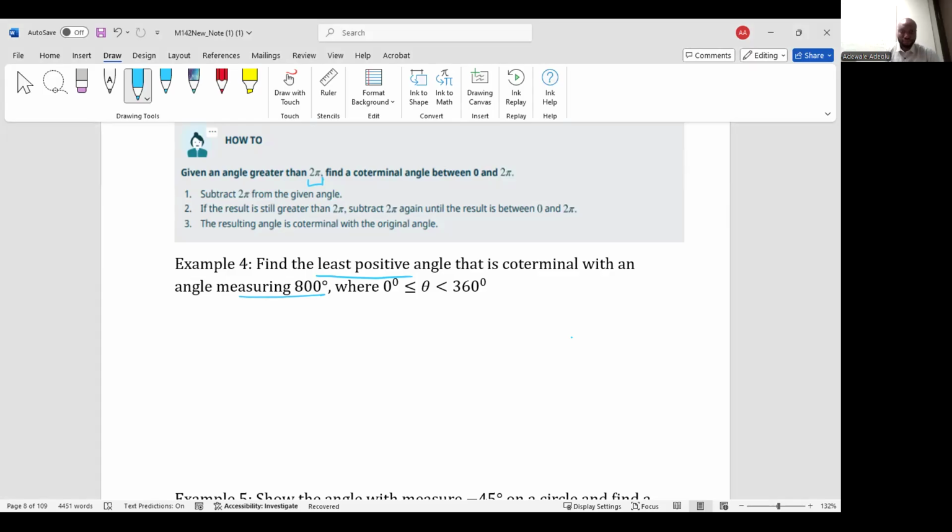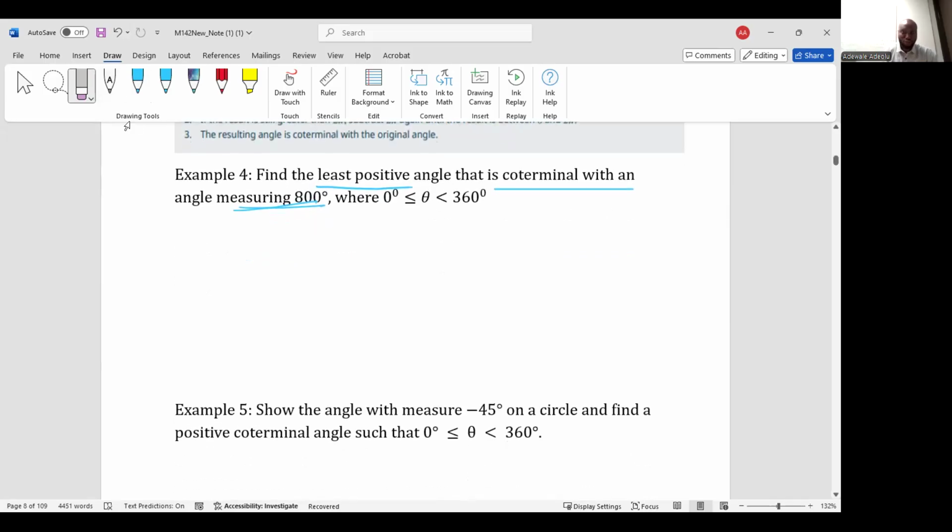Okay. Find the least positive angle, the smallest positive angle that is coterminal with an angle measuring 800 degrees. Now, what does that mean? Look at this, 800. How do we show an angle that is 800? Well, look at this. It means we have something like this.